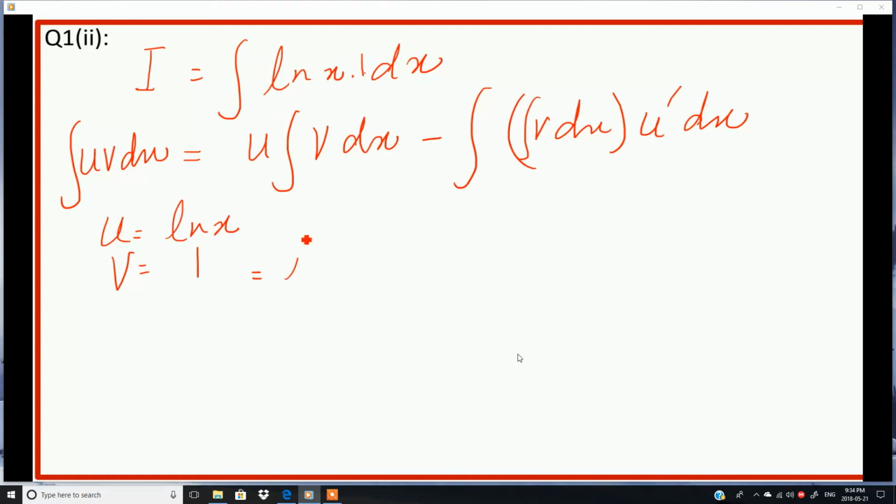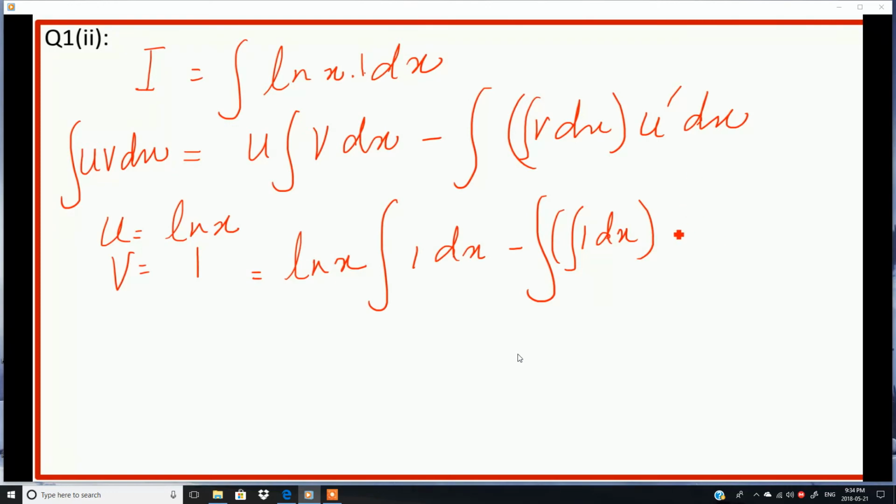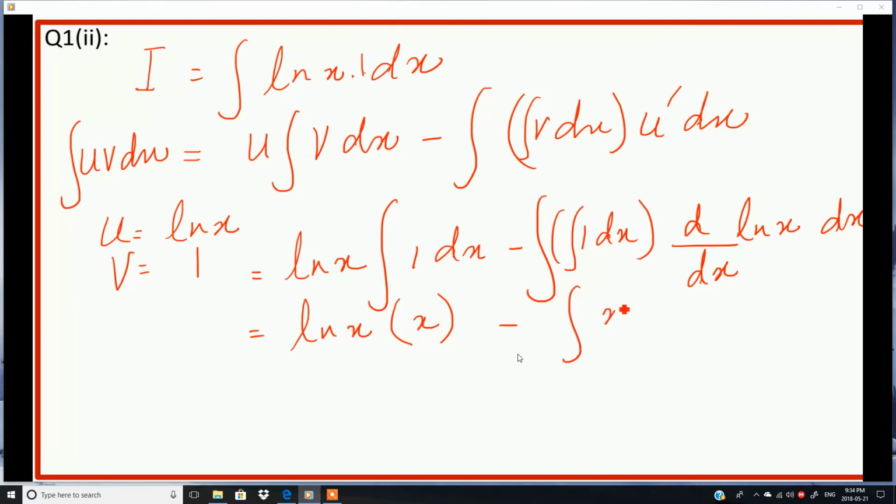So u is natural log of x. Put the values, just follow this formula. Instead of v, it is 1 dx, minus the integral of 1 dx, and then u. What is u? Natural log, so we have to take the derivative of natural log of x, because this is u, and dx. So this natural log of x will remain the same. The integration of 1 dx, or only dx, is x, minus the same, this is 1 dx, and the derivative of natural log of x is 1 over x dx.